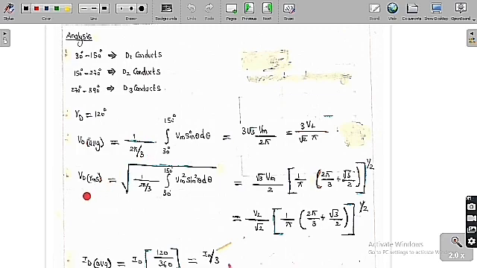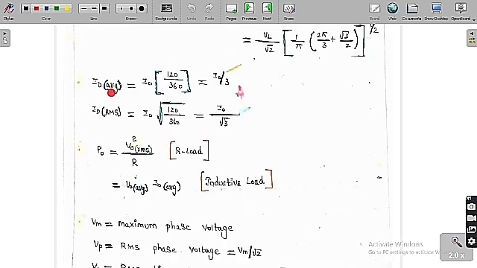Now I want to find the RMS value of the output voltage. The RMS value of the output voltage is equal to the square root of 1 by 2 pi into 3 times the integration from 30 degrees to 150 degrees, where the output voltage is equal to V0, of (Vm sin theta) whole square into d theta. If you solve this, we are going to get root 3 Vm by 2 into the square root of (1 by pi into (2 pi by 3 plus root 3 by 2)). So this is the RMS value of the output voltage.